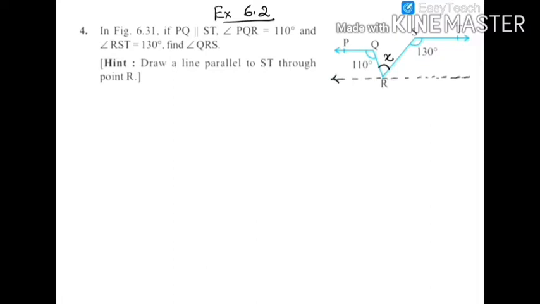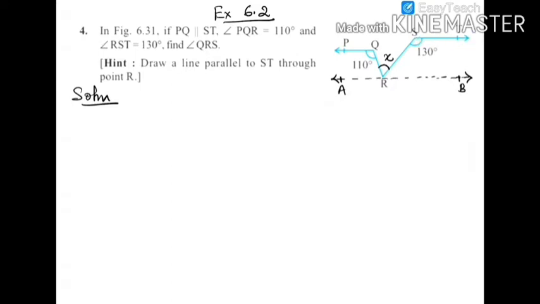So draw a line AB that is parallel to ST and passes through point R. Notice that there are two transversals, QR and SR. QR cuts lines PQ and AB and SR cuts line ST and AB. So we have to specify the transversal every time we talk about any pair of angles related to the parallel lines. Observe the figure.